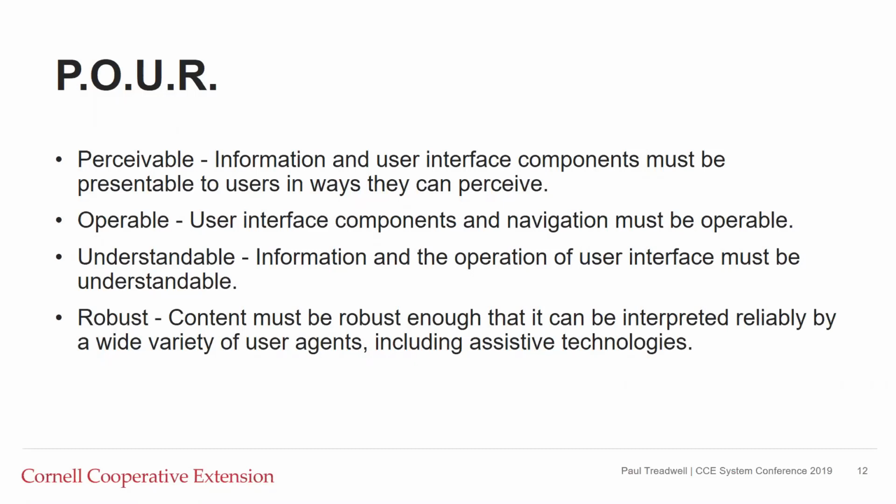Information on the operation of the user interface must be understandable, and it has to be robust. It can be interpreted reliably by a wide variety of user agents, including assistive technologies. And I don't know if anybody out there had experience previously with assistive technologies, things like screen readers or braille printers or any of that sort of technology.